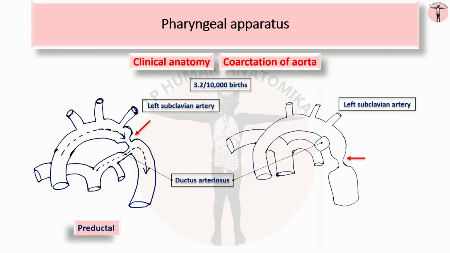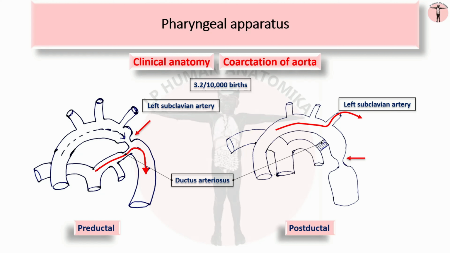In this type, the ductus arteriosus is persistent and the blood flows through the ductus arteriosus and is distributed to the parts of the body. If the constriction is below the ductus arteriosus, it is called the postductal coarctation of the aorta. In this type, which is more common, the ductus arteriosus is usually obliterated and the collateral circulation is established between the proximal and distal parts of the aorta through the subclavian artery and its branches. In this manner, the lower part of the body is supplied with blood.